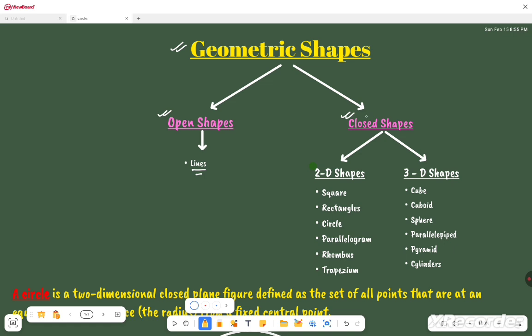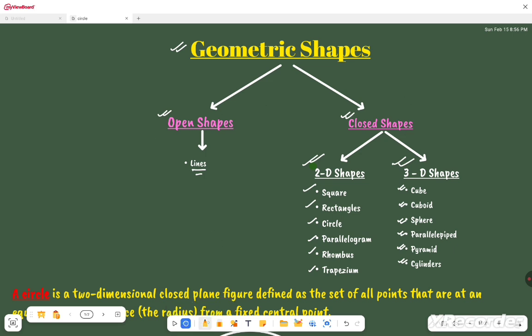Now under closed shapes we have again classified: two dimension and three dimension. Two-dimensional shapes under closed shapes are square, rectangle, circle, parallelogram, rhombus, trapezium. 3D shapes are cube, cuboid, sphere, parallelepiped, pyramid, cylinders, and many other examples. So we broadly classified the geometric shapes under this process.